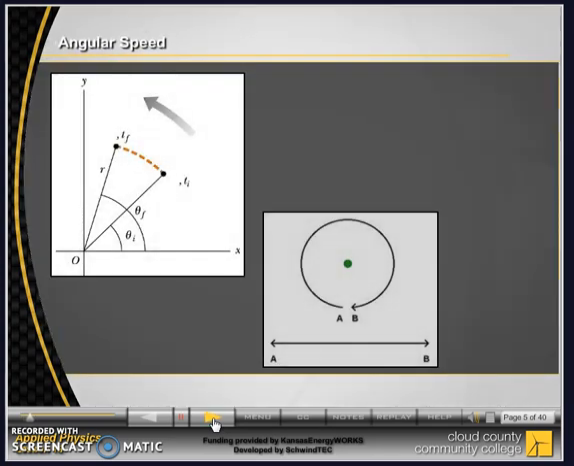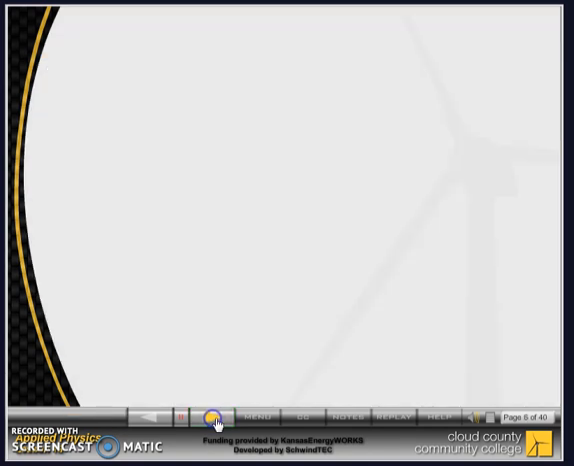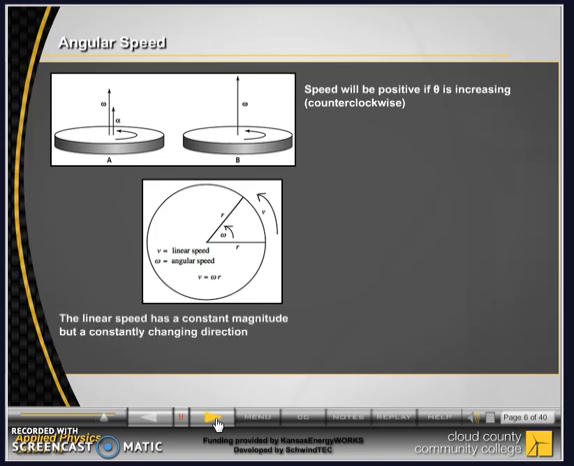Recall the average linear speed, v, was the rate of change of linear distance, a ratio of the linear distance from A to B to the time interval t as well. Here we are looking at angular speed, or omega, as the ratio of angular displacement to time interval. The figure shows an object that is rotating in the positive or counterclockwise direction. Notice the angular speed is noted by the Greek letter omega, and the linear speed was noted as v. In this rotational motion, the linear speed has a constant magnitude but a constantly changing direction.